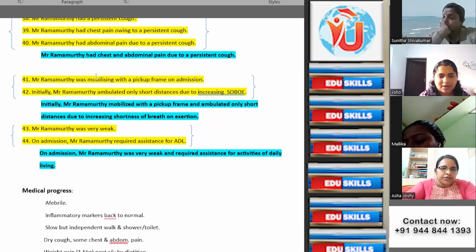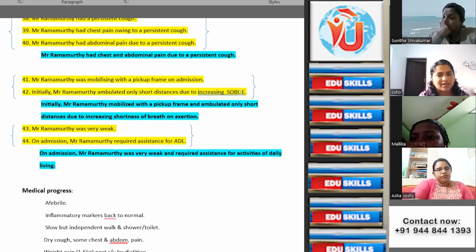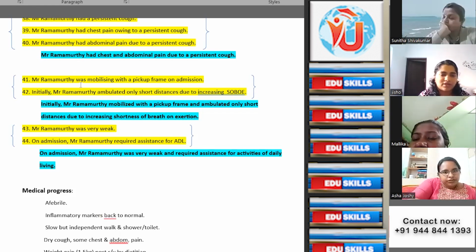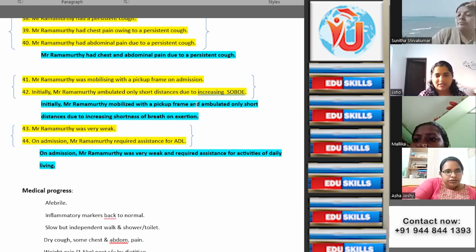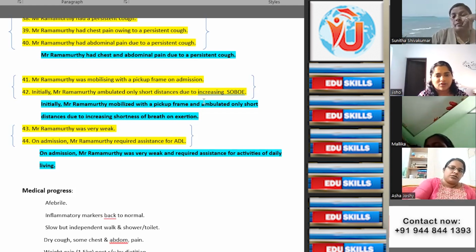Next one, Mr. Ramamurthy was mobilizing with a pickup frame on admission. Initially, Mr. Ramamurthy ambulated only short distances due to increasing SOBOE. So here we can write it as: initially, Mr. Ramamurthy mobilized with a pickup frame and ambulated only short distances due to increasing shortness of breath on exertion. Okay, here also we are using the conjunction and.